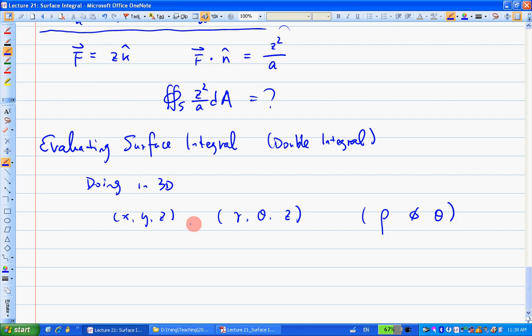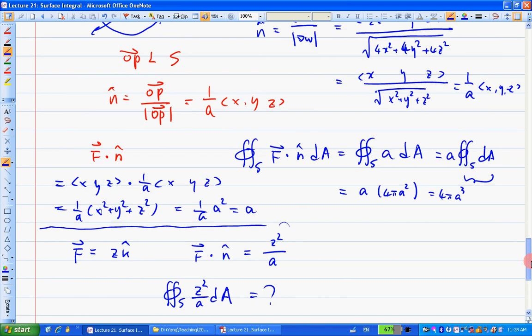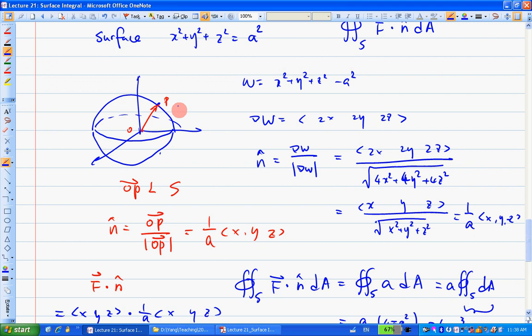Either x, y, or r, theta, or r, z, right? Depends. For example, if I'm talking about this guy here, this is a sphere. If I use rho, phi, theta to represent the coordinates in this guy here, right?